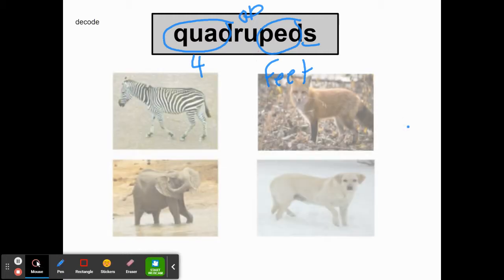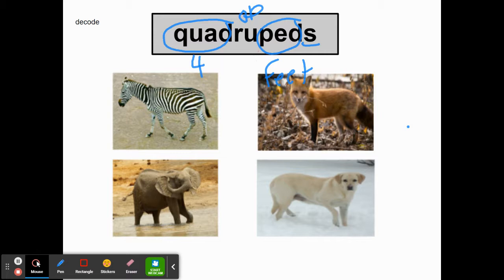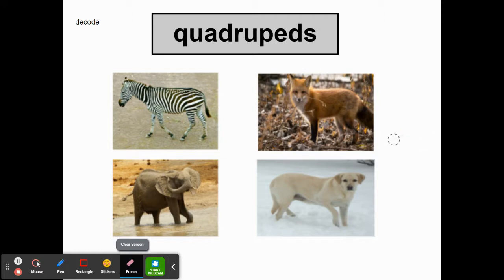I have to click back to my mouse. So these would all be considered quadrupeds. Anything that uses all 4 of its feet to walk all the time. That's their main mode of transportation. I'm going to go ahead and erase this before we go to the next slide so I don't forget.